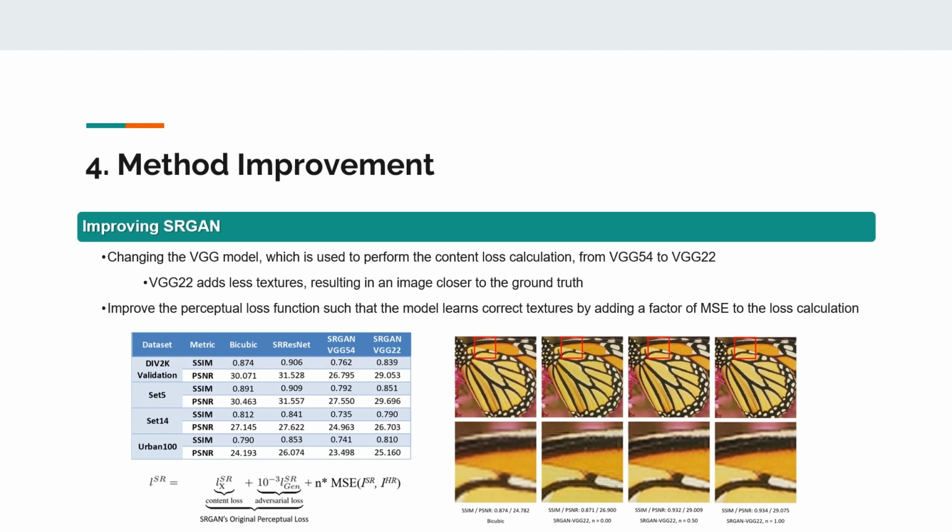Our first experiment was about changing the VGG model within SRGAN from VGG54 to VGG22, which would decrease the amount of textures being added to the reconstructed images. Our second experiment was to tweak the perceptual loss function used during the GAN fine-tuning step of SRGAN, encouraging the model to learn textures that are more similar to the ground truth high-resolution image. Concluding our experiments, we noted that we managed to greatly improve SRGAN's performance compared to the original implementation, which brings us to our next part.